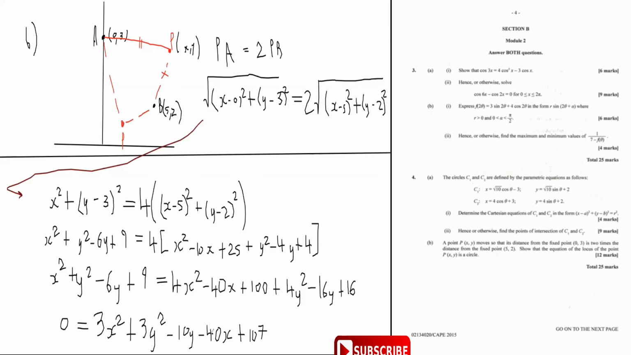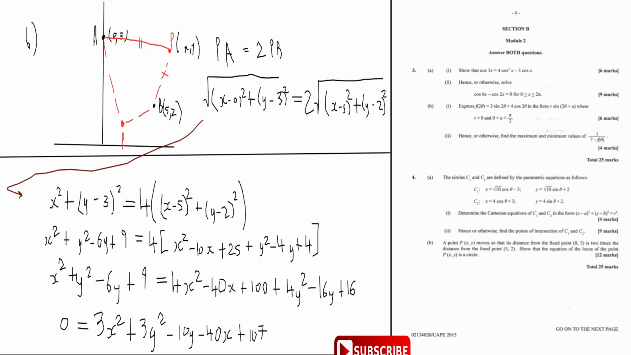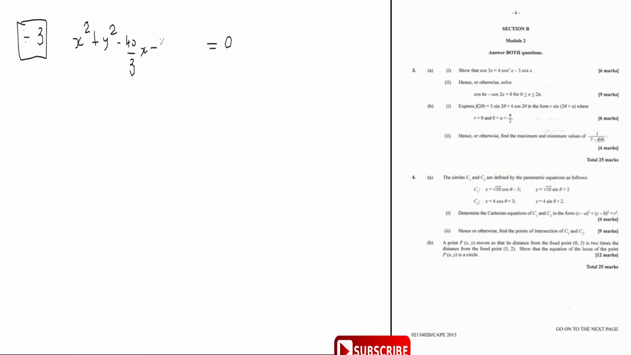Then dividing 40x by 3, we get minus 40x over 3, or some people might write it as minus 40 over 3 times x. Then we're going to divide the y by 3, so we get minus 10 over 3 times y. And then we get the number now: 107 divided by 3, so plus 107 over 3, and that is equal to 0.